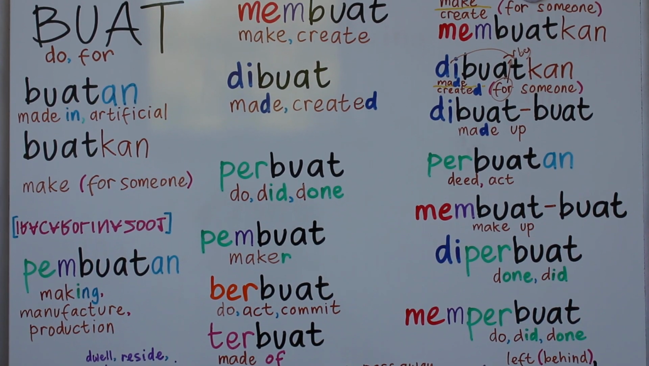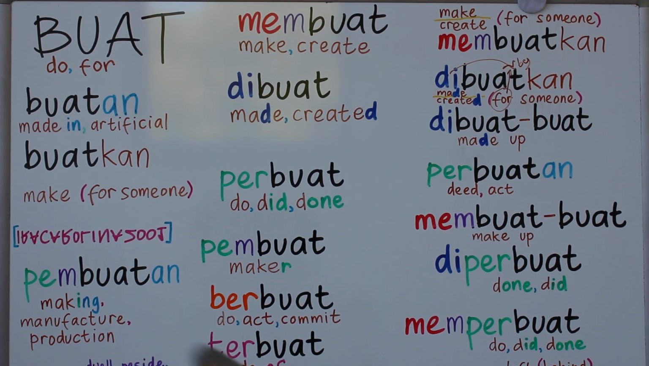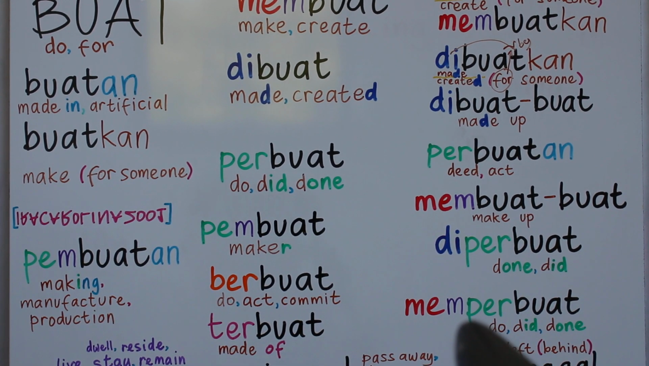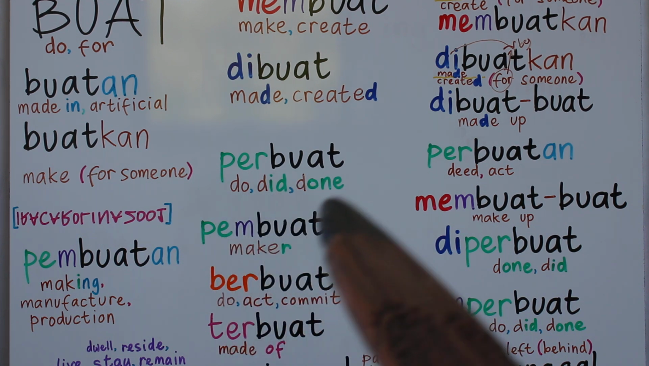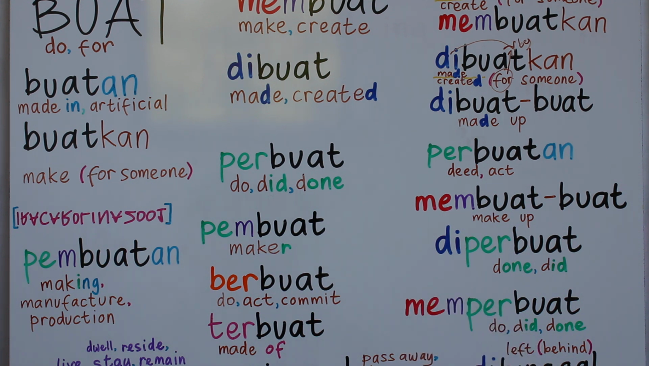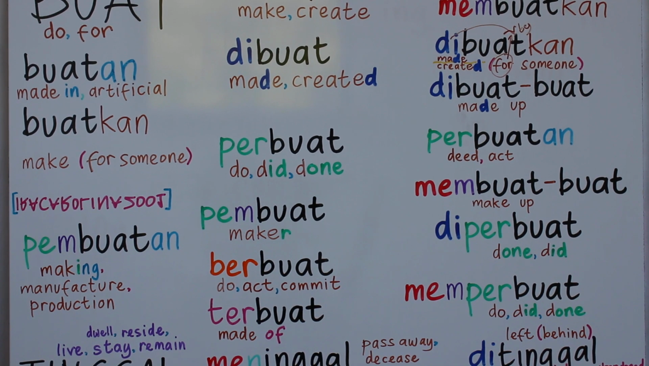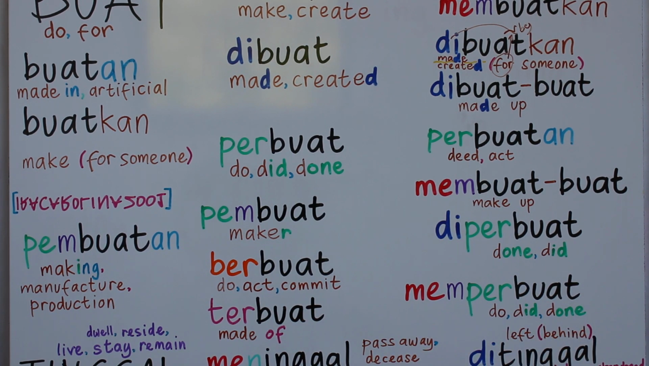We will add the suffix an. Pembuat is maker. Pembuatan is making or manufacture or production. And this one, perbuat, do, did, done, we can add another prefix, diperbuat, done or did, the passive voice, and memperbuat is the active voice, do, did, done.